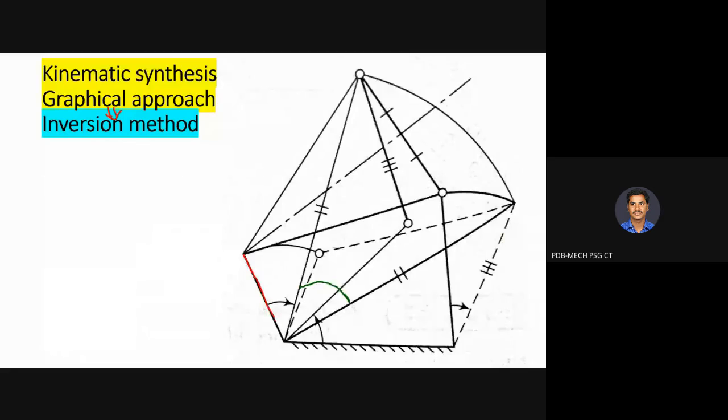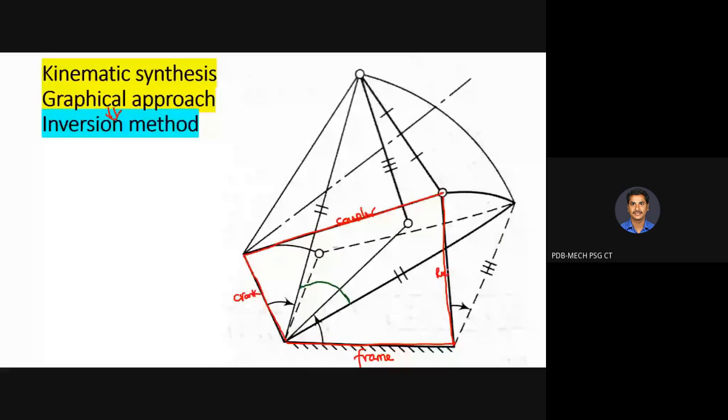Consider all these lines. It consists of a 4-bar mechanism. What is the name of the fixed link? Frame. So it is going to be your frame. What is the name of this link? Crank. Yes, it is crank. Then coupler. And this is rocker.